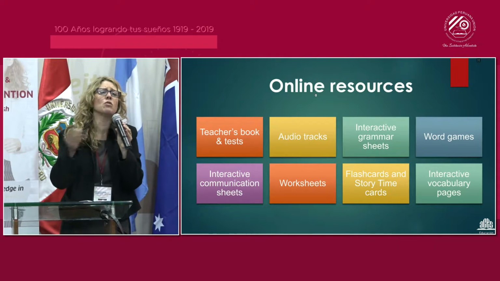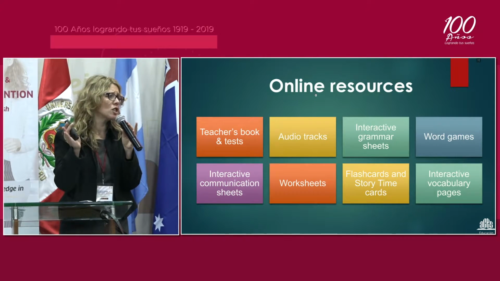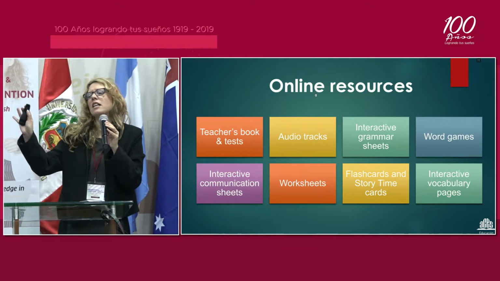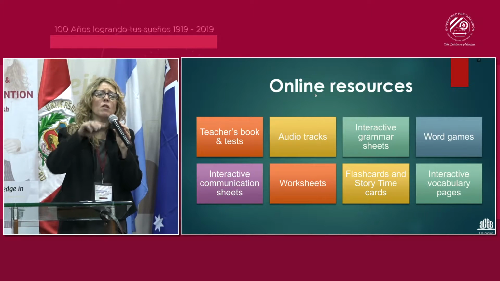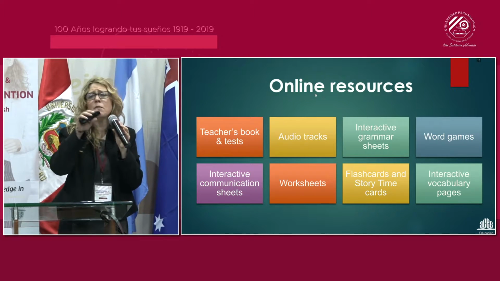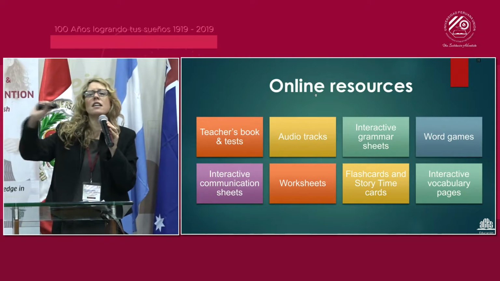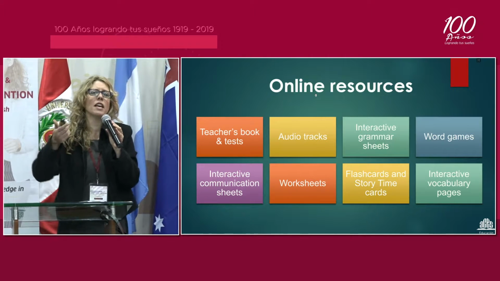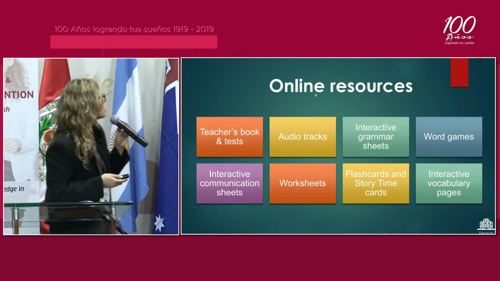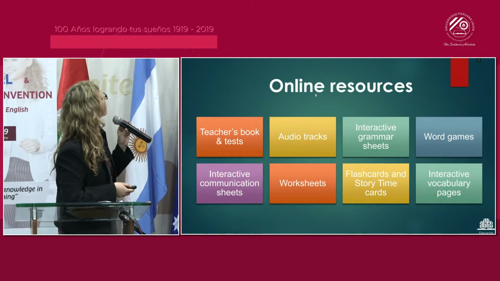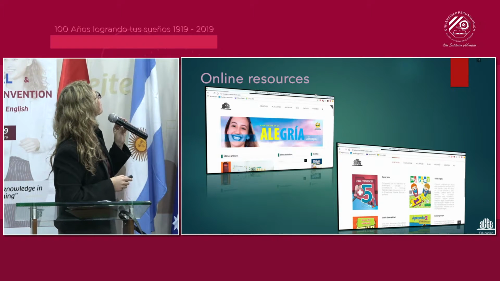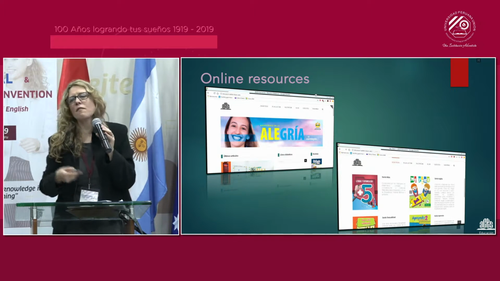So whenever you introduce a chapter, you have there the same page, and students can scroll the mouse over the image, and they have the written word, and also they can hear the pronunciation of that word. Okay. So it's very easy.